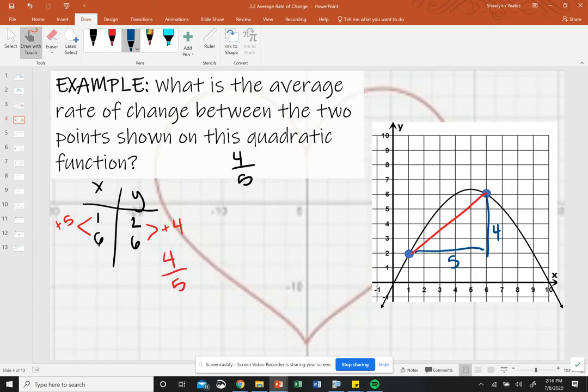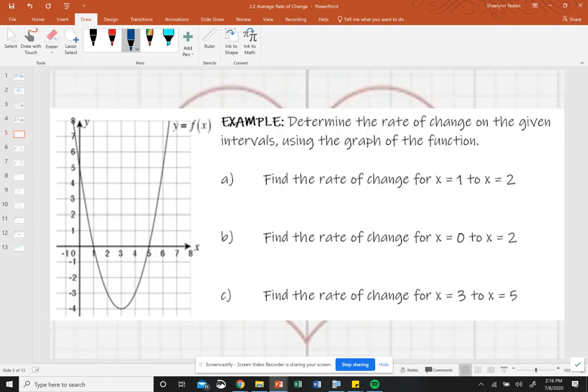You can also find it using the function, which is 6 minus 1 over 6 minus 2 equals, I lied, 6 minus 2 over 6 minus 1. It's the y over the x. Gotta remember that. So 6 minus 2 over 6 minus 1 becomes 4/5. There are 3 ways to find the average rate of change. Let's use this example. I'm going to find 3, and then you guys are going to practice a few. We're going to determine the average rate of change on the given intervals using the graph of the function.